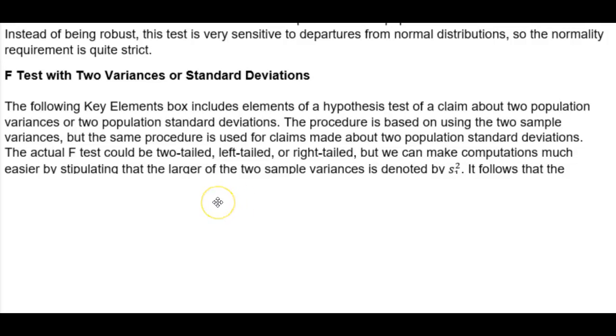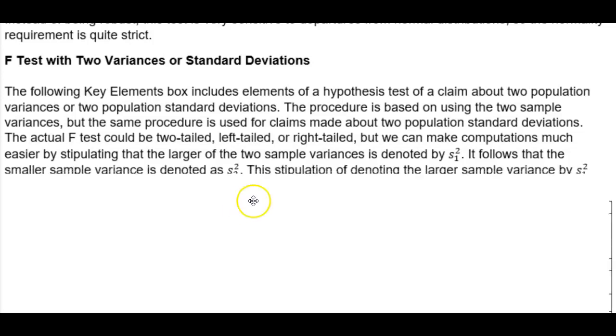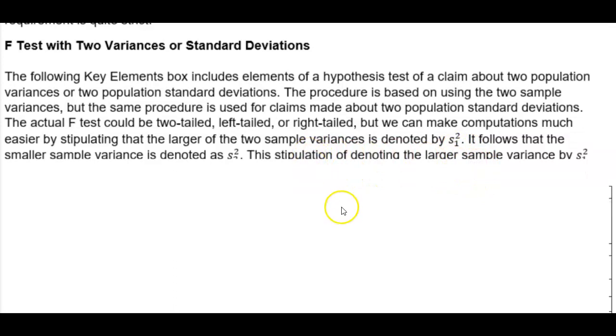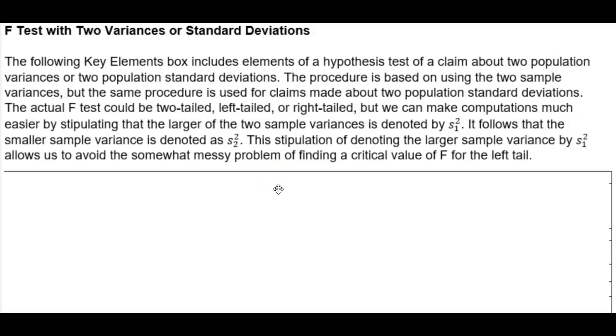The actual F-test could be two-tailed, left-tailed, or right-tailed, but we can make computations much easier by stipulating that the larger of the two sample variances is denoted by S subscript 1 squared, which is the sample standard deviation squared, the same thing as the sample variance. It follows that the smaller sample variance is denoted as S subscript 2 squared. This stipulation allows us to avoid the somewhat messy problem of finding a critical value of F for the left tail.